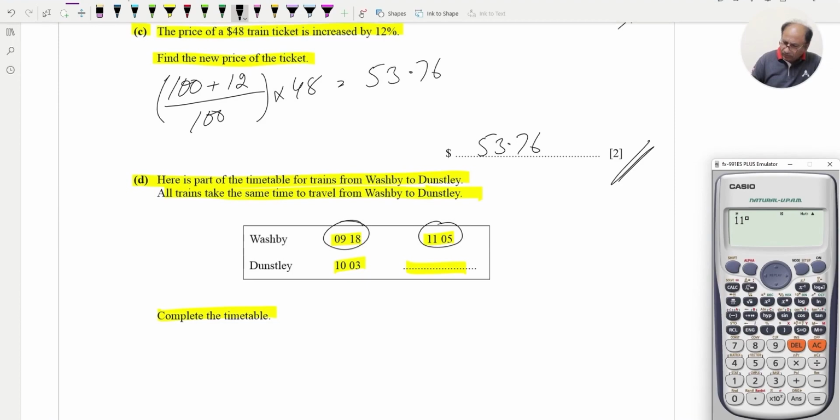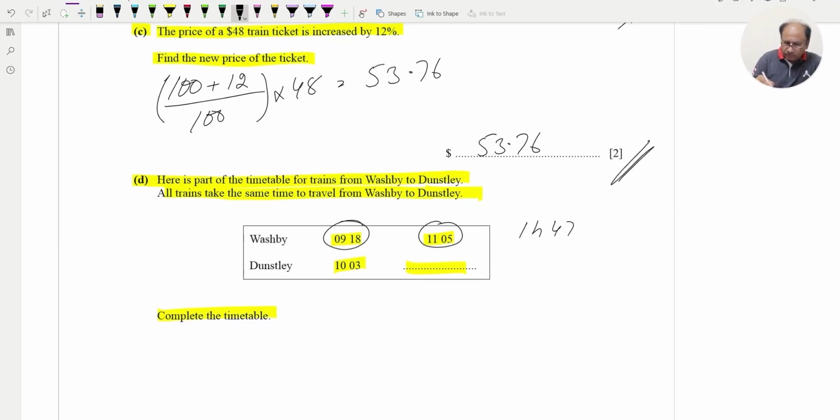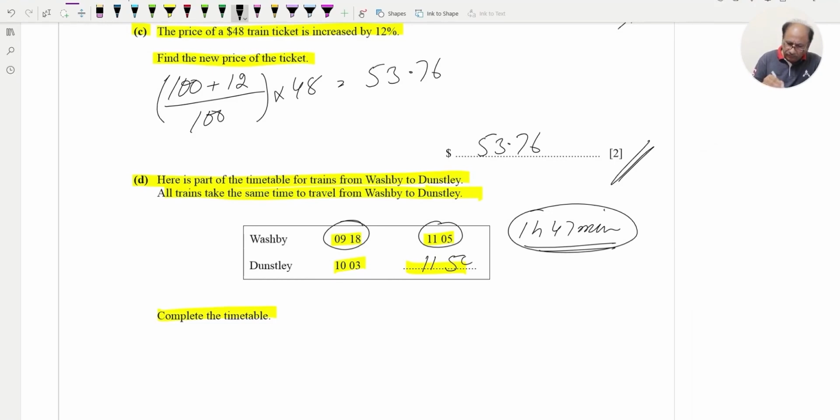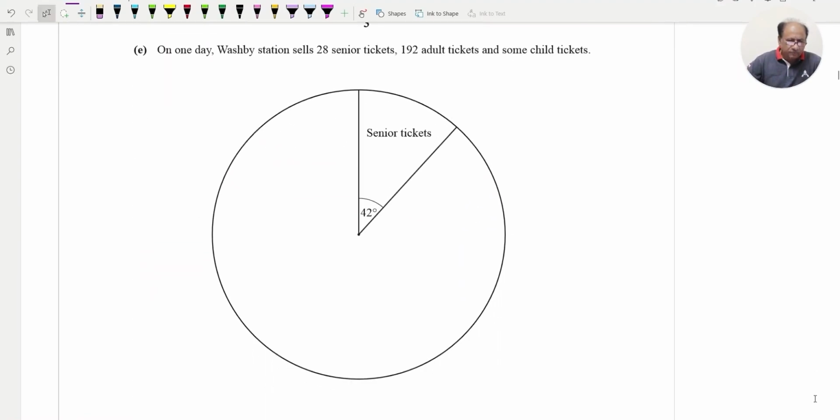We can check 11 hours and 05 minutes minus 9 hours and 18 minutes, and this will be equal to 1 hour 47 minutes. The same difference will apply in the other journey. So we will add 1 hour 47 minutes to 10 hours and 03 minutes, and it will be equal to 1150. So 1150 will be our answer, and this was the 2-mark question which we have done.